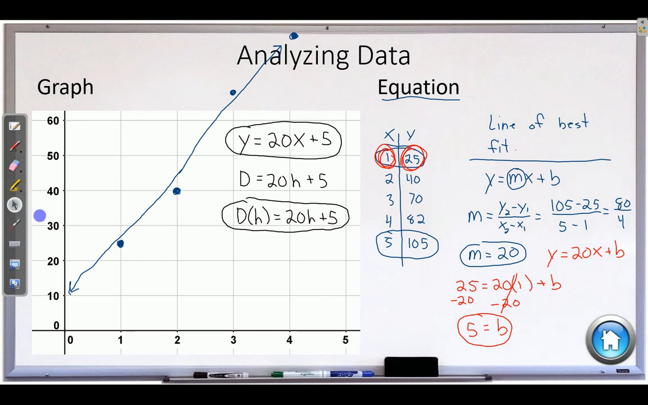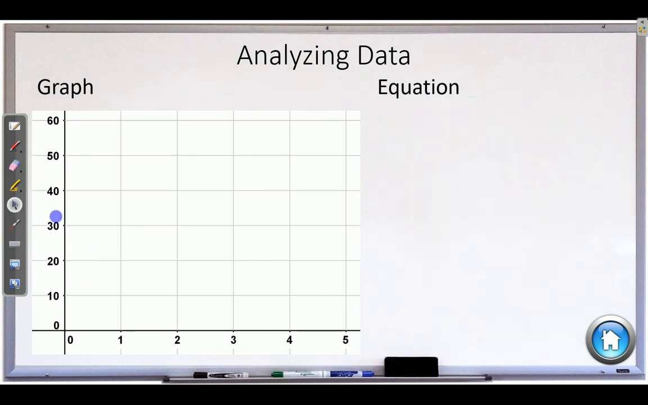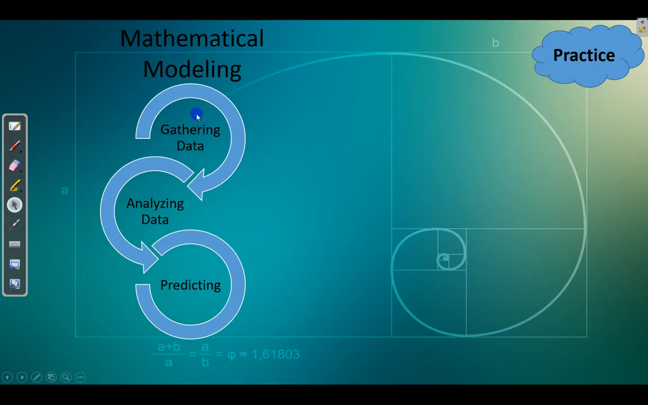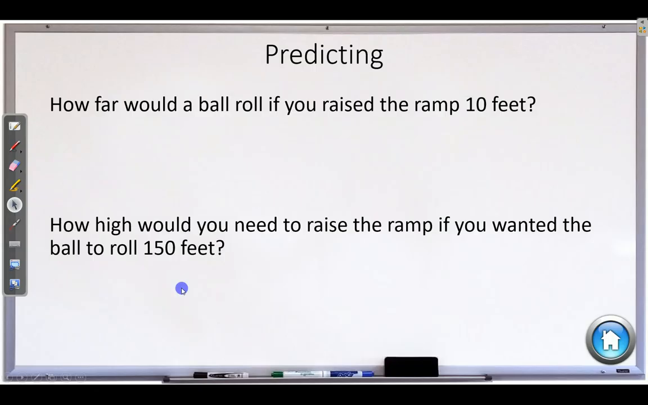All right, so we've done quite a bit of analysis there. So now that we've gathered data and we've analyzed it, it's time to use our analysis to do some predictions. So here are two questions you can use to predict using our model now. So the first one, how far would a ball roll if you raised the ramp 10 feet? Now we didn't actually do that hypothetically, but what if we did?